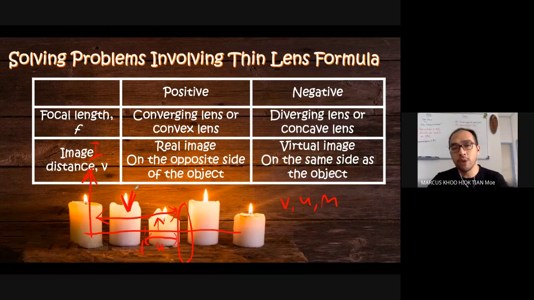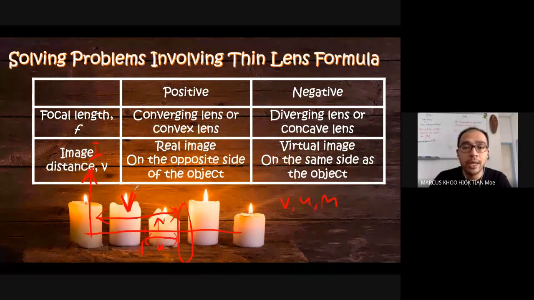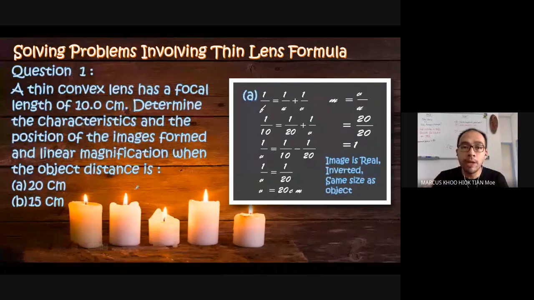Of course, if you want to know whether it is magnified or diminished, then you have to count the linear magnification. So let's take a look at a certain problem which involves the thin lens formula. This question is similar to the one in your textbook, but it is not the same. A thin convex lens: the first thing that you should notice is the word convex lens. Convex lens means this focal length F is positive. It's a positive number because it is a convex lens.